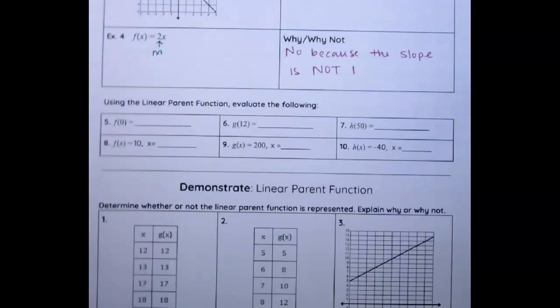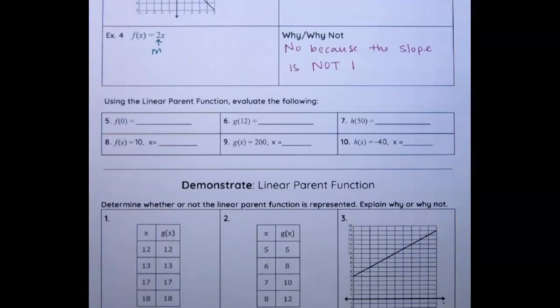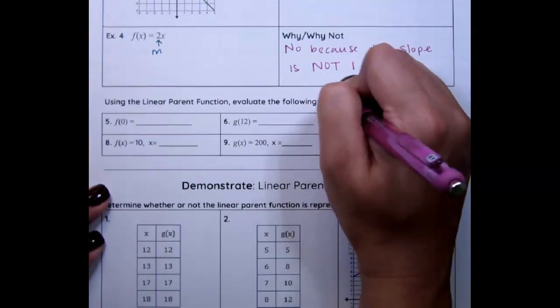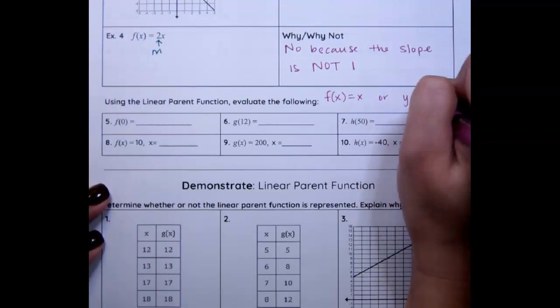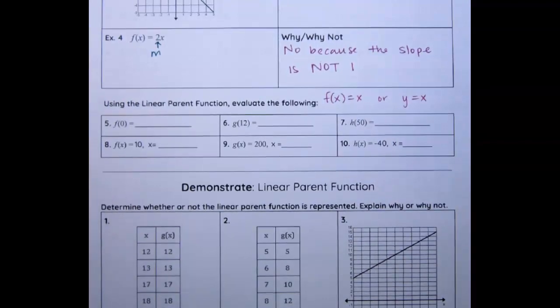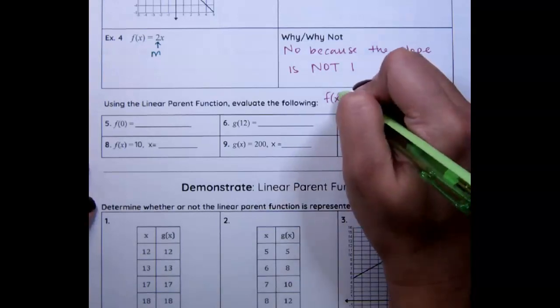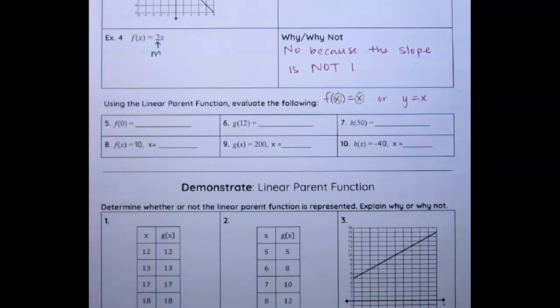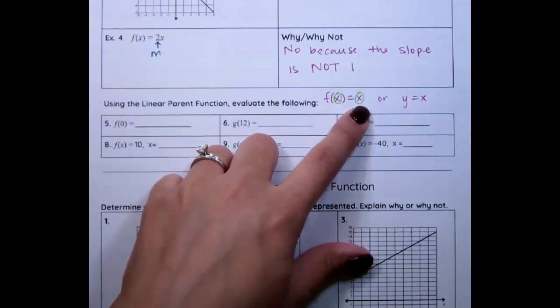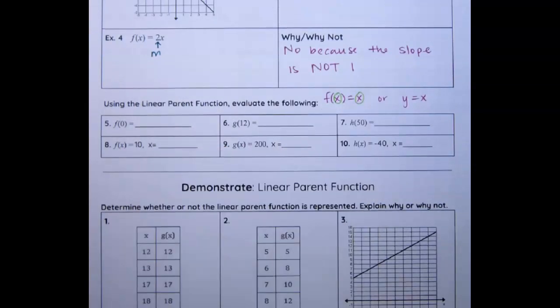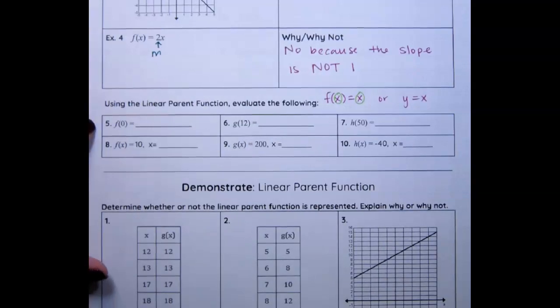So the last few examples, do not overthink these. For the parent function, f of x equals x, or y equals x, right? The x and y values have to match. I want you to notice that when it's in function notation, these two things match. What is inside the parentheses is also on the other side of the equal sign. So we're going to use that logic or thinking to help us answer 5 through 7.